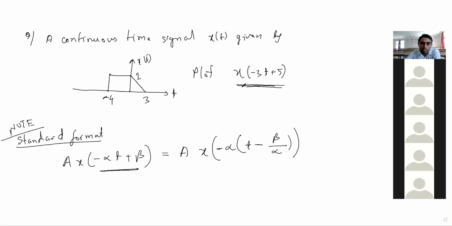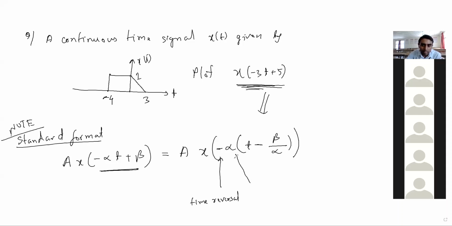To solve such type of question, you should know this formula: A into x of minus alpha, t minus beta by alpha. You should make the format like this first. Here you can see first we have the minus sign. What property is the minus sign? If minus something is given, it is reversal. Time reversal.